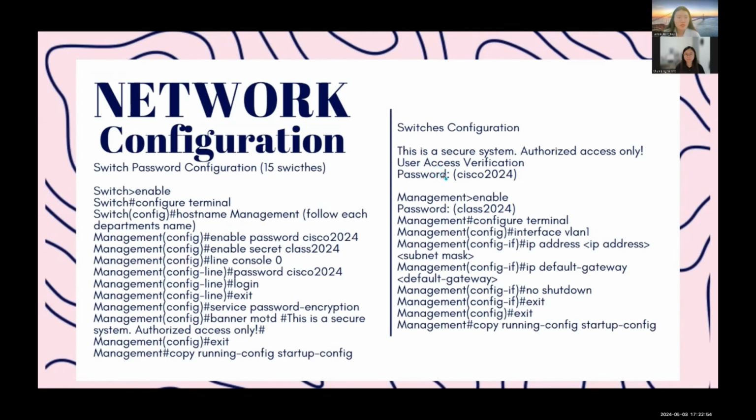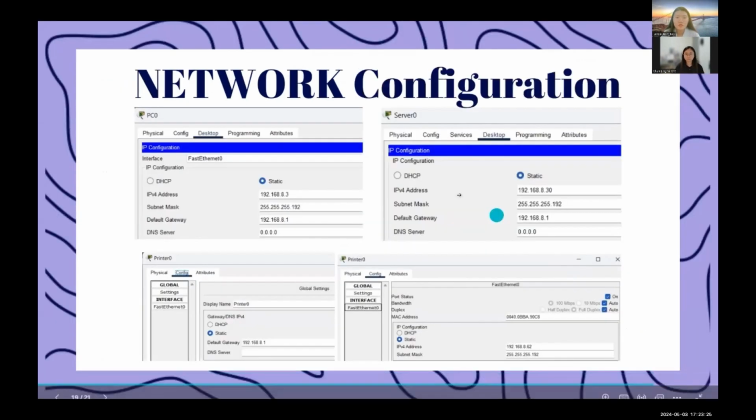So the switch is the same as router 1. For switches 1 to 15, we assign the VLAN IP address and the default gateway for the switch as well. And the switch IP address will be the end device default gateway. Here are examples of the end devices, which are PC 0, server 0, and printer 0, with the IP address, subnet mask, and default gateway.